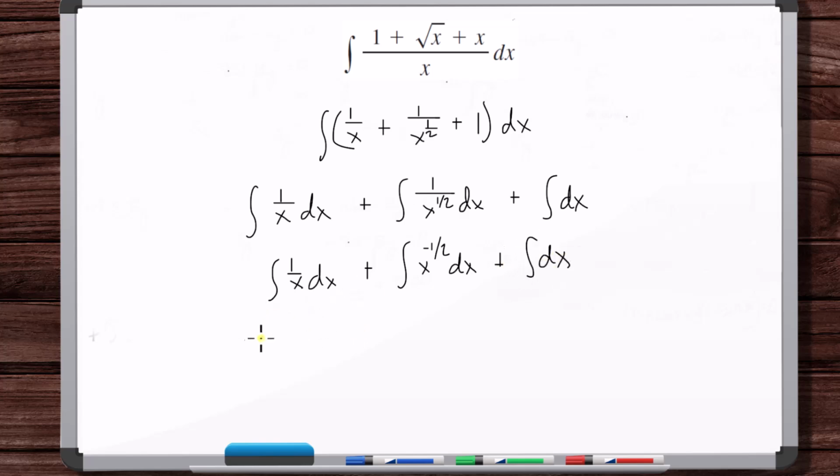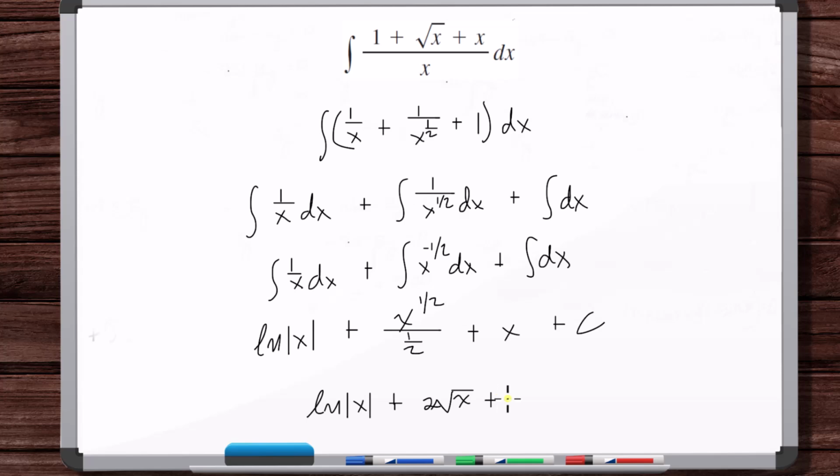Okay, so here, this is the natural log of the absolute value of x. Make sure you put the absolute value. Okay, here, using the power rule, minus 1/2 plus 1 is 1/2. Okay, x and then plus c. So we've got natural log of the absolute value of x plus 2 root x plus x plus c.